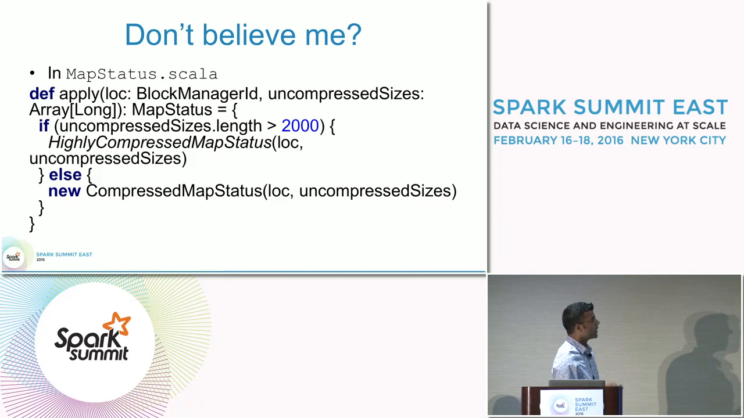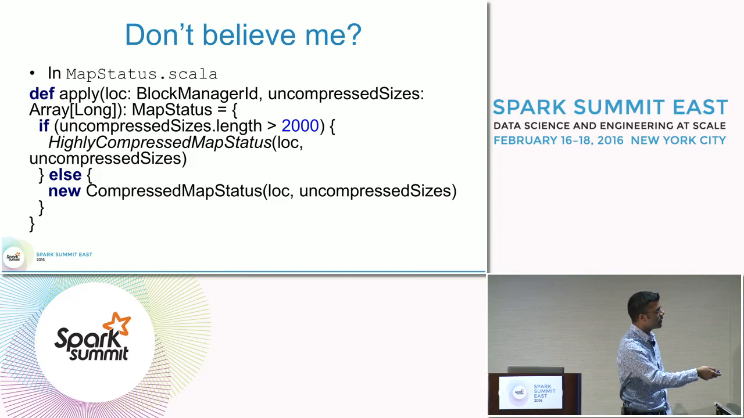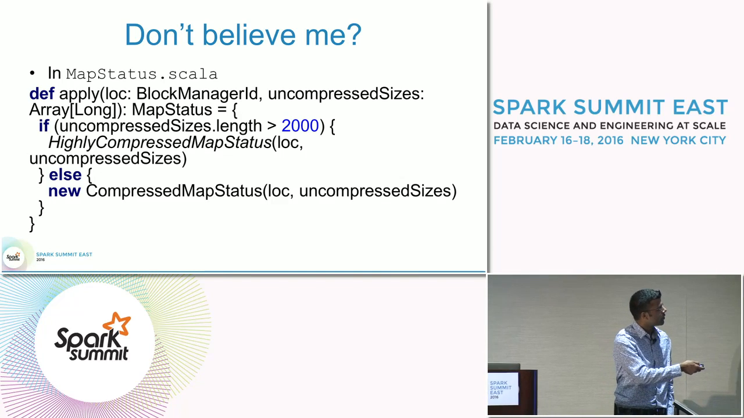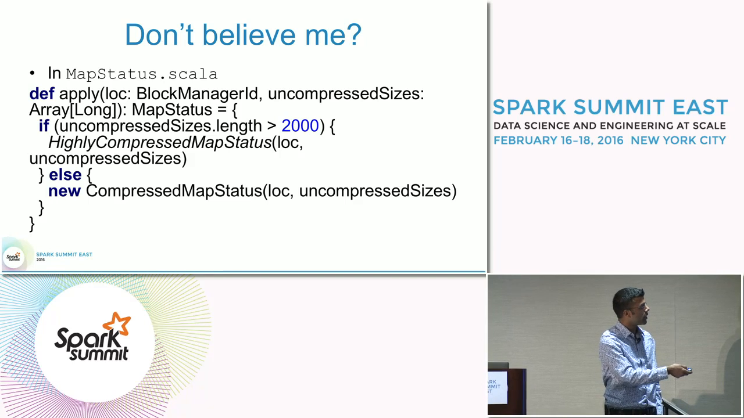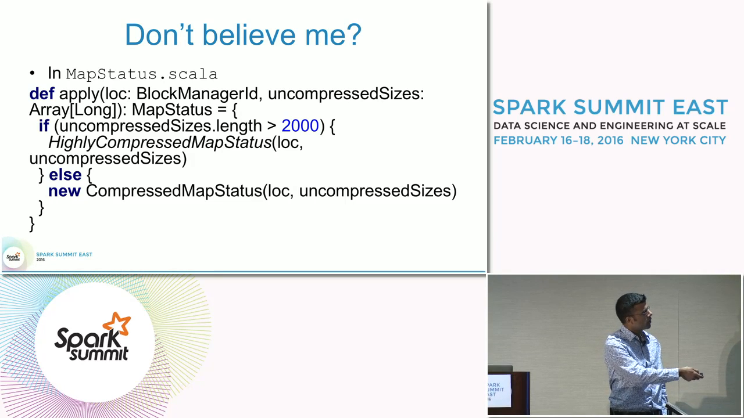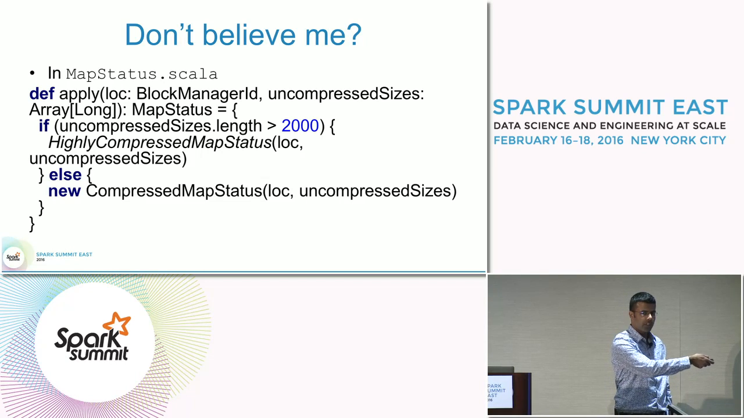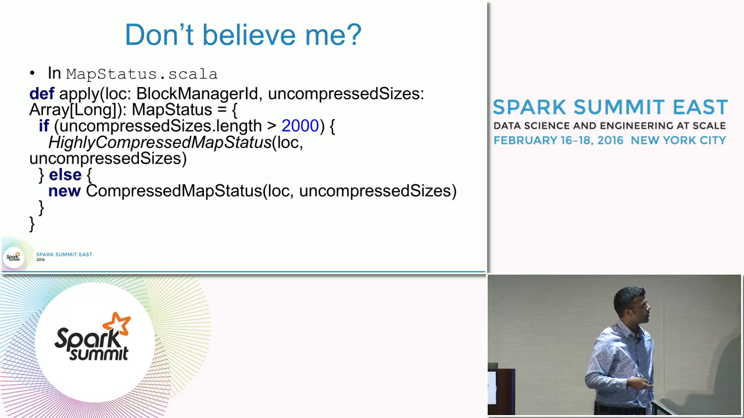So here's the code. In MapStatus.scala, there's a number 2,000 hard-coded here. If the uncompressed size length is greater than 2,000, you use this highly compressed map status. Otherwise, you use this compressed map status. And they have different memory footprints. One of them is, of course, highly compressed, and the other one is not.